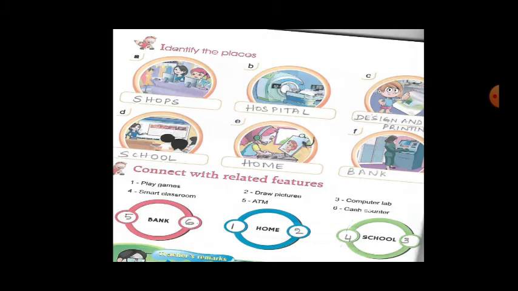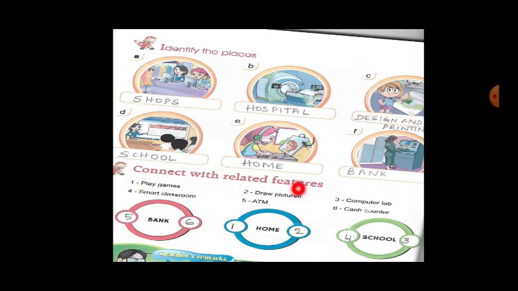Next, identify the places where the computers are used. First is, this is shops, this is hospital, this is design and printing, this is school, this is home, and this is the bank. ATM, this is school, smart class, and this is your home, talking to the relatives, and this is the shop, then this is the hospital, and this is design and printing, taking out the banners.